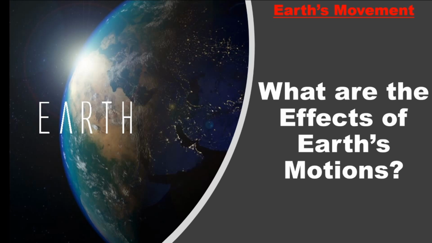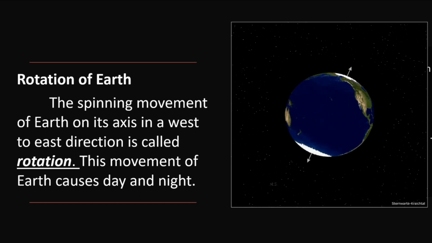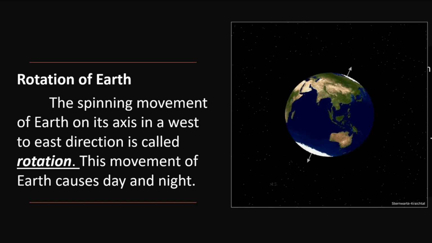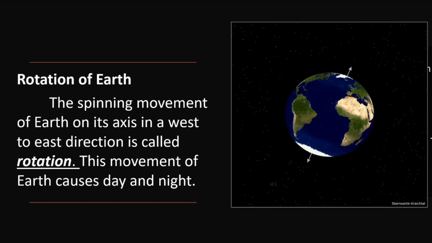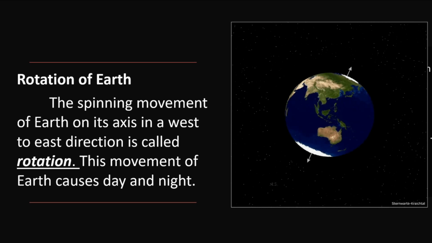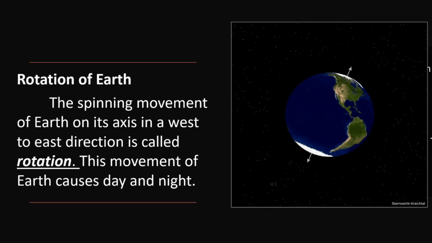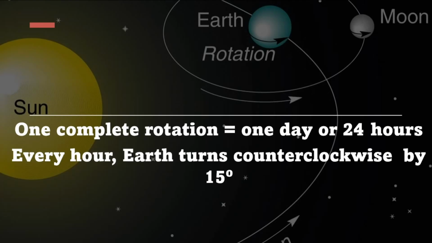What are the effects of Earth's motions? Rotation of Earth. The spinning movement of Earth on its axis in a west to east direction is called rotation. This movement of Earth causes day and night. One complete rotation is equal to 1 day or 24 hours.